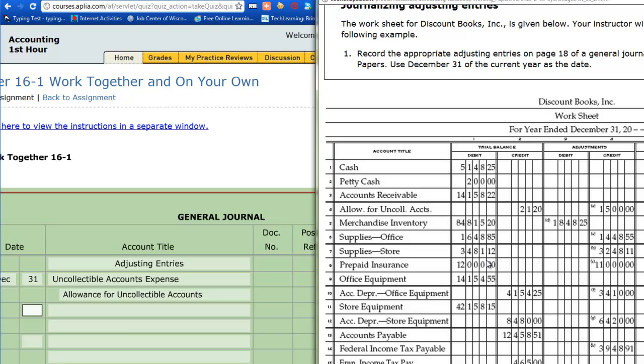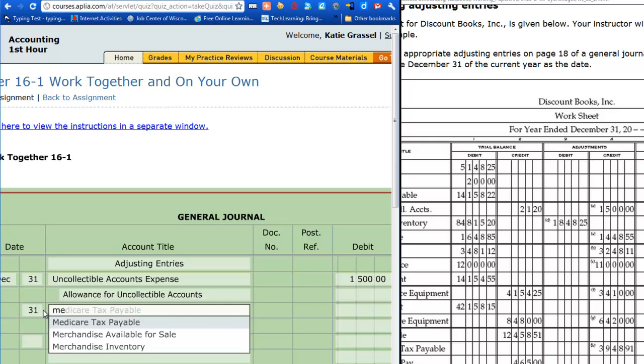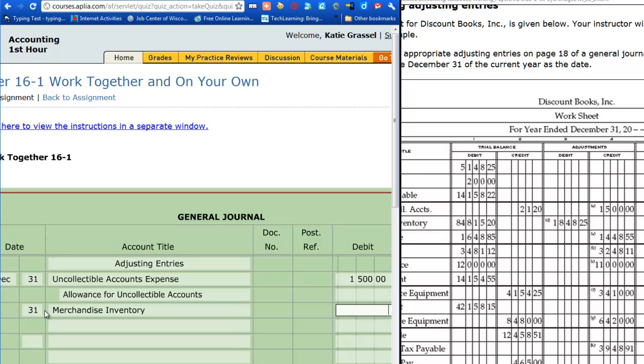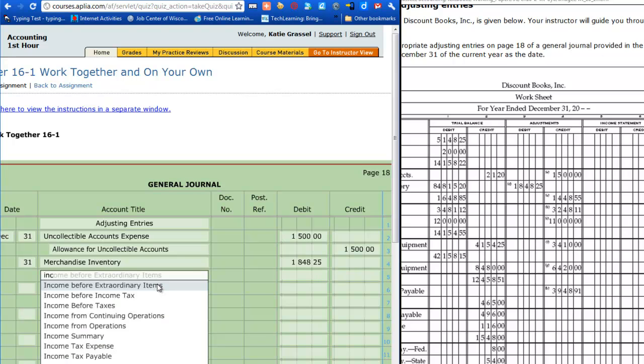So we will do uncollectible accounts expense first, and then we're going to do merchandise inventory. So we're going to start at the top of our adjustment column and work down. How about that? So we're going to do merchandise inventory, and you can see merchandise inventory is being debited for $1,848.25. And then we are adjusting that into income summary.